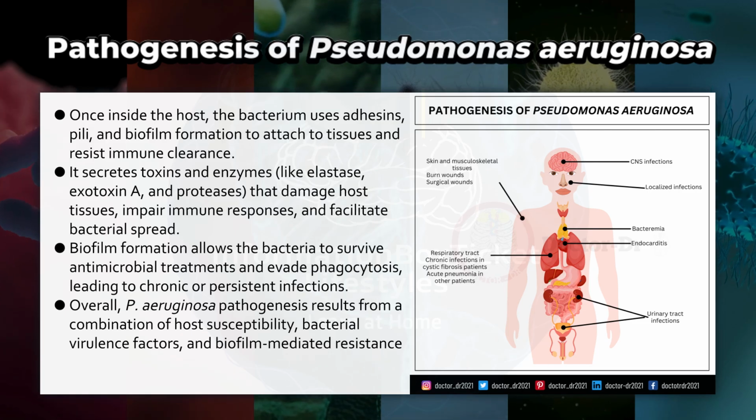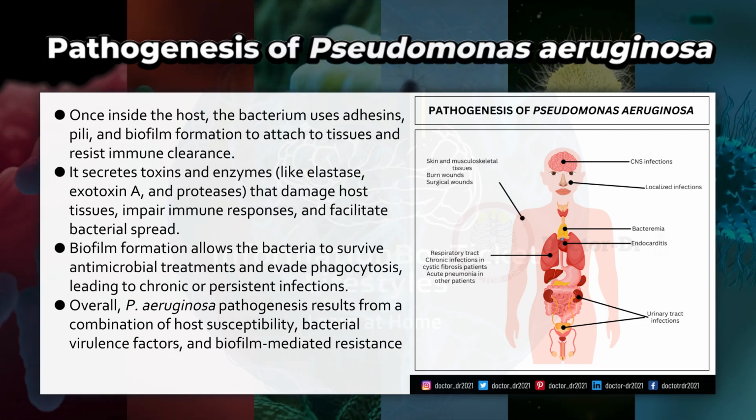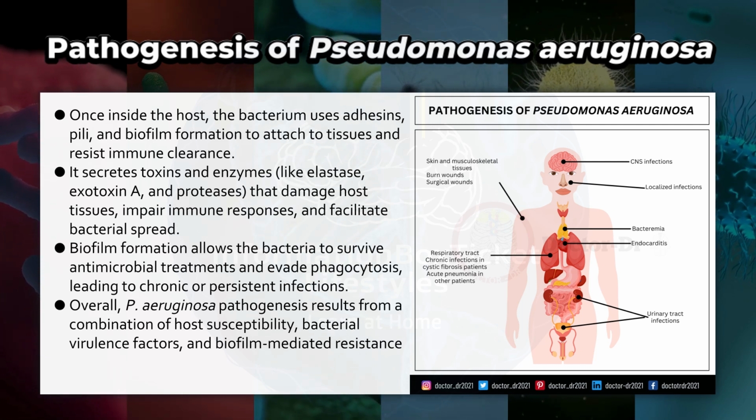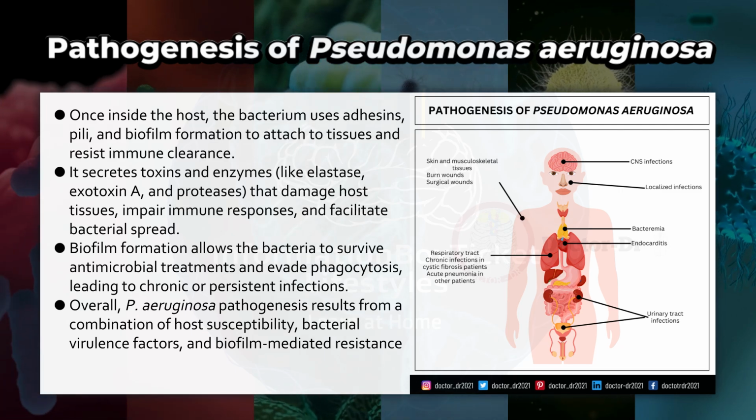Overall, P. aeruginosa pathogenesis results from a combination of host susceptibility, bacterial virulence factors, and biofilm-mediated resistance.